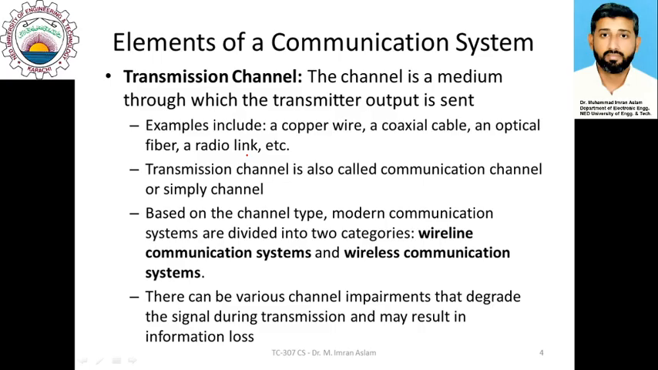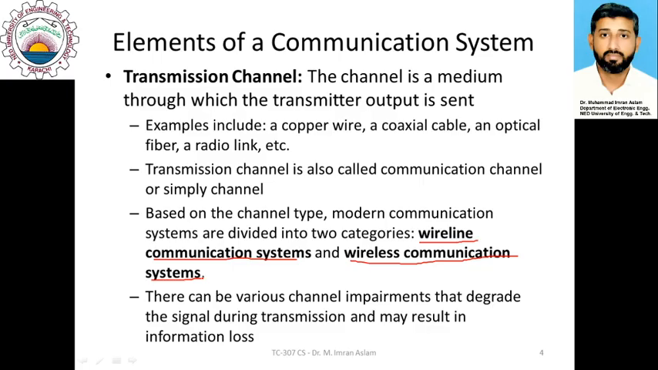Based on the type of medium that we use in our communication systems, we divide our communication systems into two major categories. One is a wireline communication system and the other is a wireless communication system. A wireline communication system is one where we have a dedicated line connecting the transmitter to the receiver. For example, the copper wire or a coaxial cable that is used to carry the information from one point to another point is a type of wireline communication system.